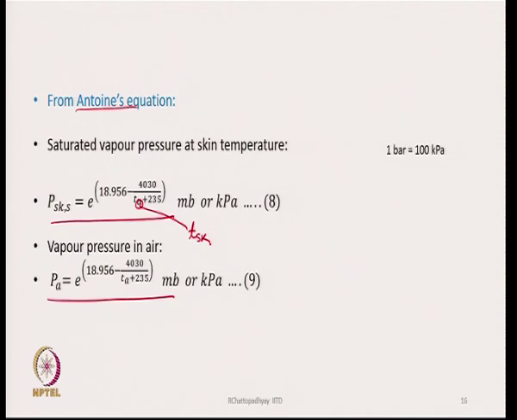temperature of the skin. So, vapor pressure in air PA to the power 18.956 minus 4030 divided by TA plus 235. So, these equations that are given, we can make use of to find out the value of vapor pressures next to skin or on the skin and vapor pressure in the atmosphere. And these two are related by what is known as relative humidity. So, relative humidity is PA by PSA. If we know them, then we can find out what is Emax.